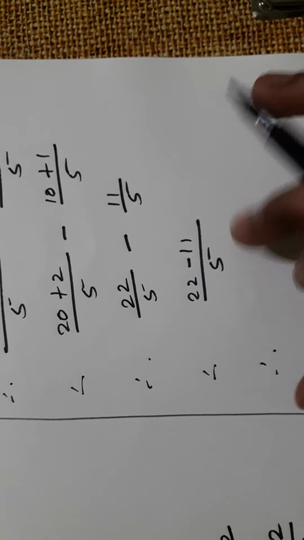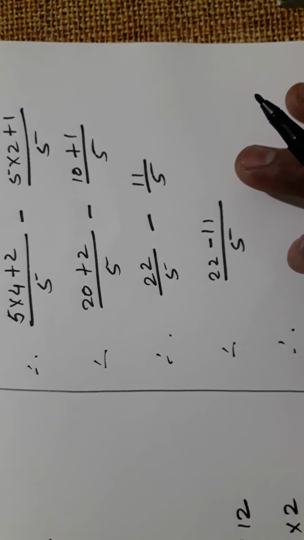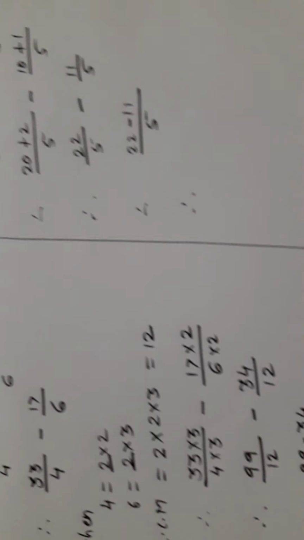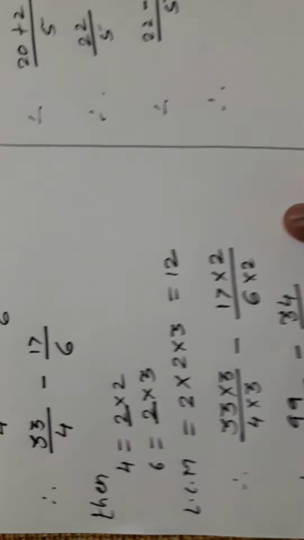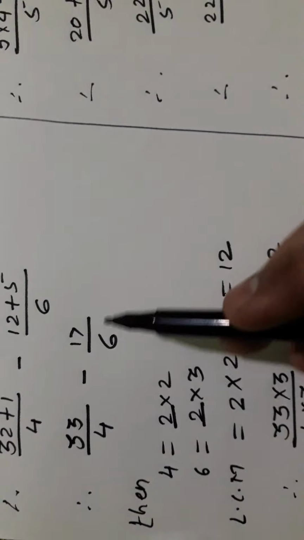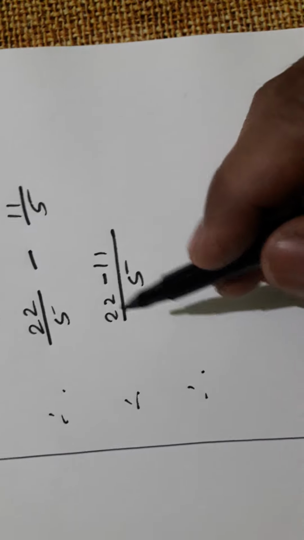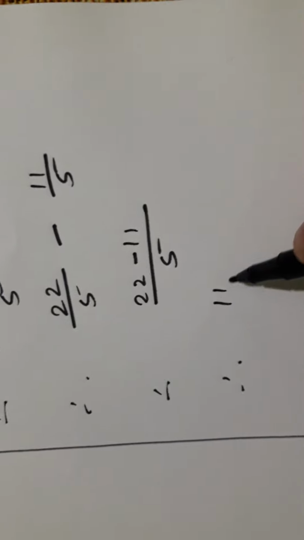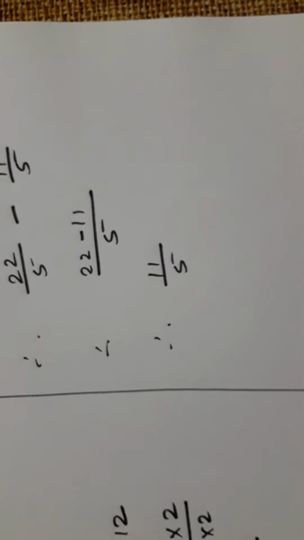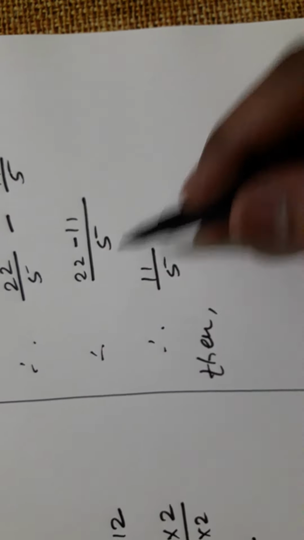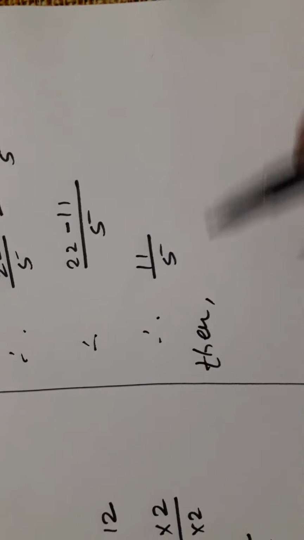This is not actually a confusing example, but students have become habituated to finding the LCM first of all. We find the LCM when the values of the denominators are different, meaning unlike fractions. 22 minus 11 means 11 upon 5. This is our regular form. Then we will convert the answer into the form of a mixed fraction. That's what we will do.